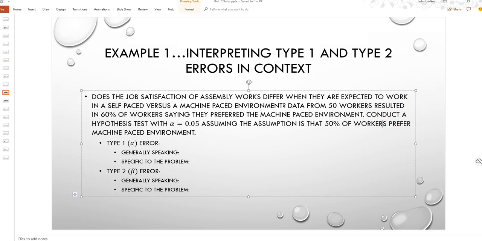Data from 50 workers resulted in 60% of workers saying they preferred the machine-paced environment. Conduct a hypothesis test with alpha equal to 0.05, also known as 5%, assuming that 50% of workers prefer a machine-paced environment. Okay, first things first, we need to figure out, are we dealing with a proportion or are we dealing with a mean? Take a second now and decide which one it is. Okay, so from here, hopefully we've seen that we were given things in terms of a percentage.